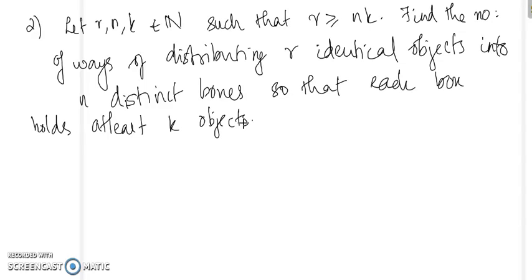So here you need to find the number of ways of distributing r identical objects to n distinct boxes such that each box holds at least k objects. So r is greater than or equal to nk.